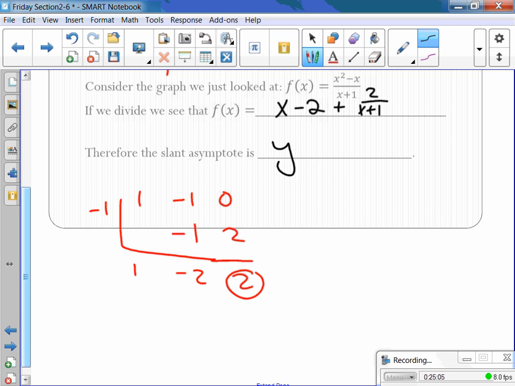You can see as x gets larger and larger, what's happening to my remainder? And so it's basically going to 0. So that's why we can ignore the remainder, and we're just looking at the quotient. So here we have y equals x minus 2 becomes my slant asymptote.